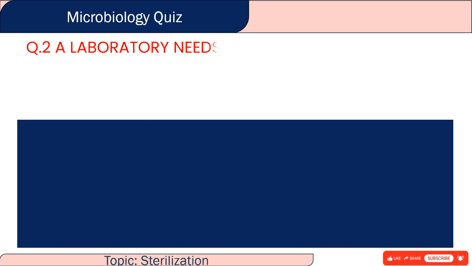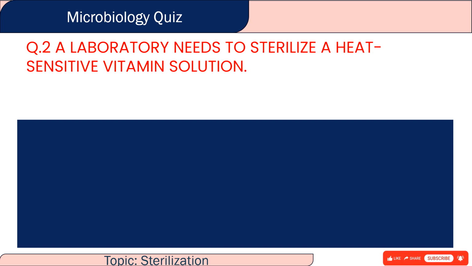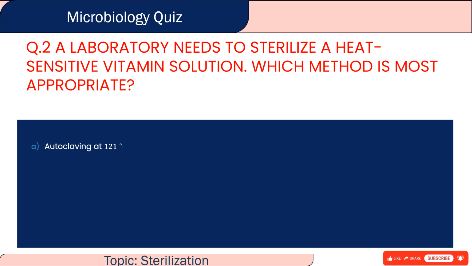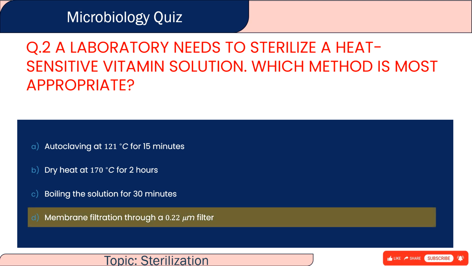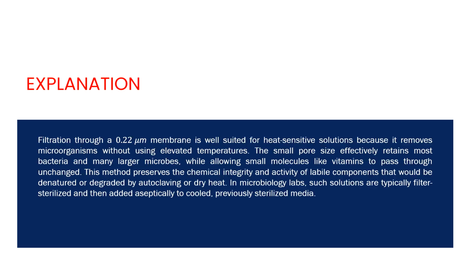Question number 2. A laboratory needs to sterilize a heat-sensitive vitamin solution. Which method is most appropriate? A. Autoclaving at 121 degrees Celsius for 15 minutes. B. Dry heat at 170 degrees Celsius for 2 hours. C. Boiling the solution for 30 minutes. D. Membrane filtration through a 0.22 micrometer filter. Answer is D.